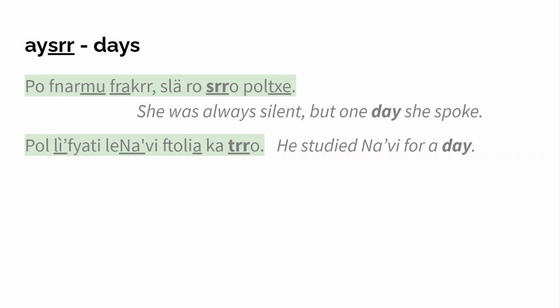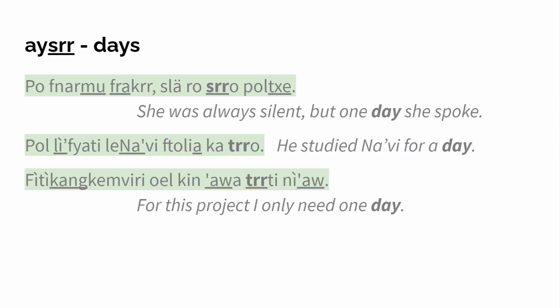One day she spoke. And note that now we have the definition because of the ro. And for the time duration for a day, we can use the adposition ka. So ka tro for a day. You don't have to do this, but you can do this if context is not clear which of these two interpretations it is. And if we are already talking about one day, there's actually another thing we can do with this, or another meaning it can have in English. So let's look at that.